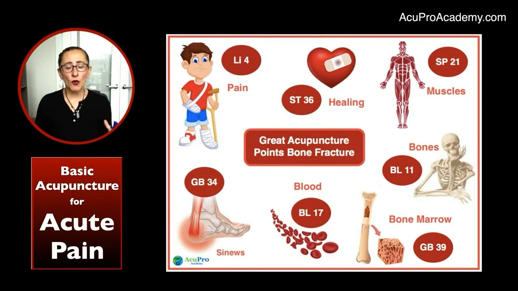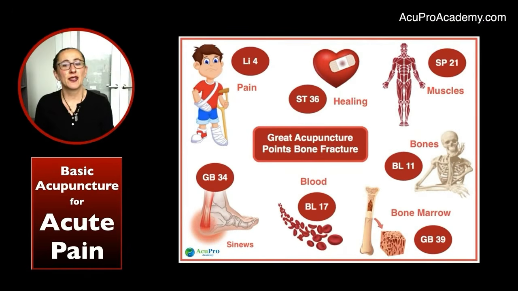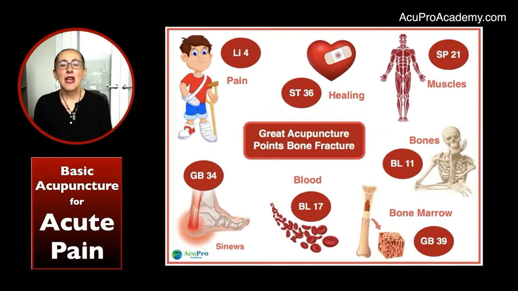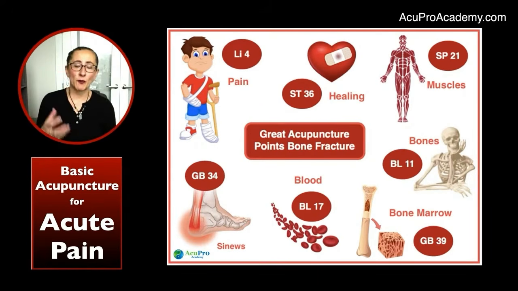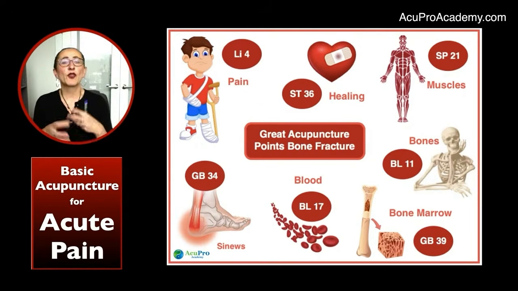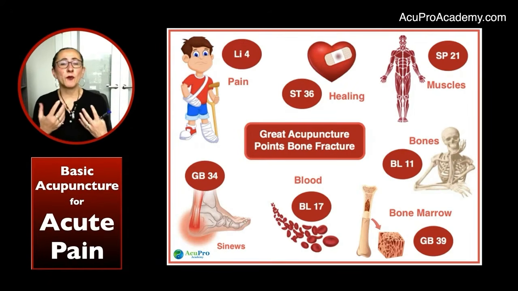And of course, when you break a bone, you need to put the bone point, right? The influential point of the bone, which is Bladder 11. We want to put the marrow point, Gallbladder 39, right? So this is what we want to do. Then, because when there is a bone fracture, blood is affected, because obviously bone marrow produces the blood, right? So we need to also address the blood. So Bladder 17. And of course, joints, ligaments, and tendons in that area have been damaged as well. So Gallbladder 34.